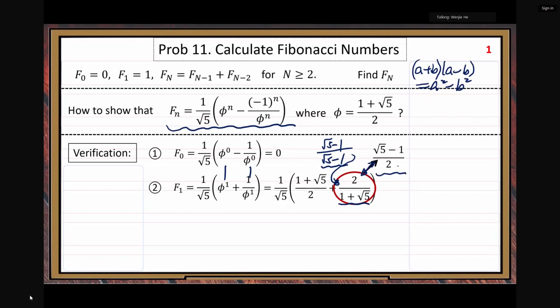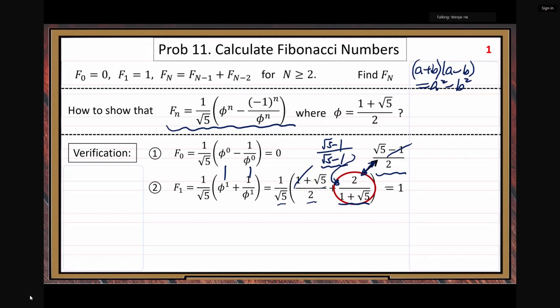In that way, then much easier, you add these two numbers because minus 1 and plus 1 cancel out. You have 2 root 5, and the 2 cancels out with the denominator 2, and root 5 cancels with root 5. So you get a 1. So we verify the second Fibonacci number. Two simplest cases, correct.